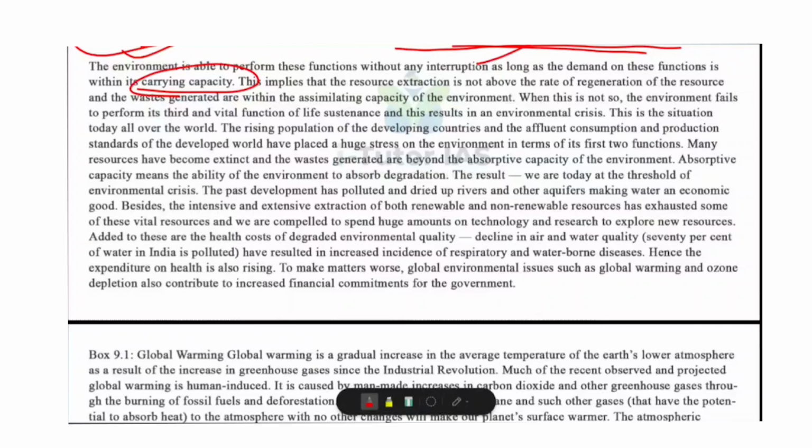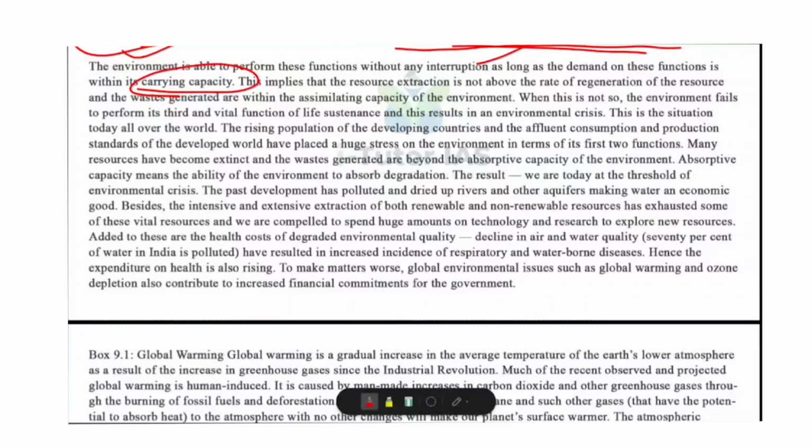I will tell you the example once again. If we cut trees but also plant new ones, the balance remains. That is within the carrying capacity. But if we keep cutting more and more trees without replanting, then forests cannot regenerate, and that's beyond carrying capacity. Therefore, carrying capacity simply means how much the environment can handle without being damaged.